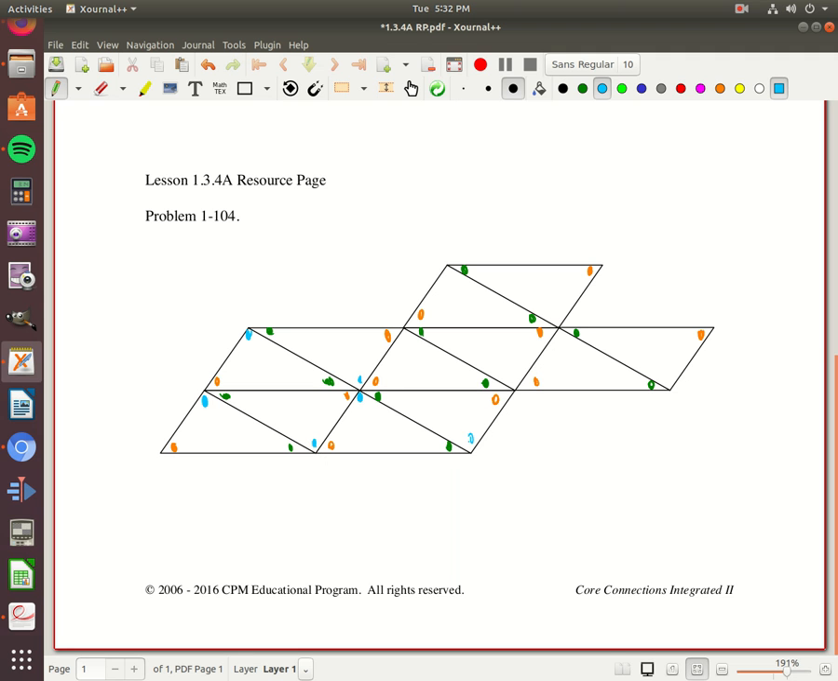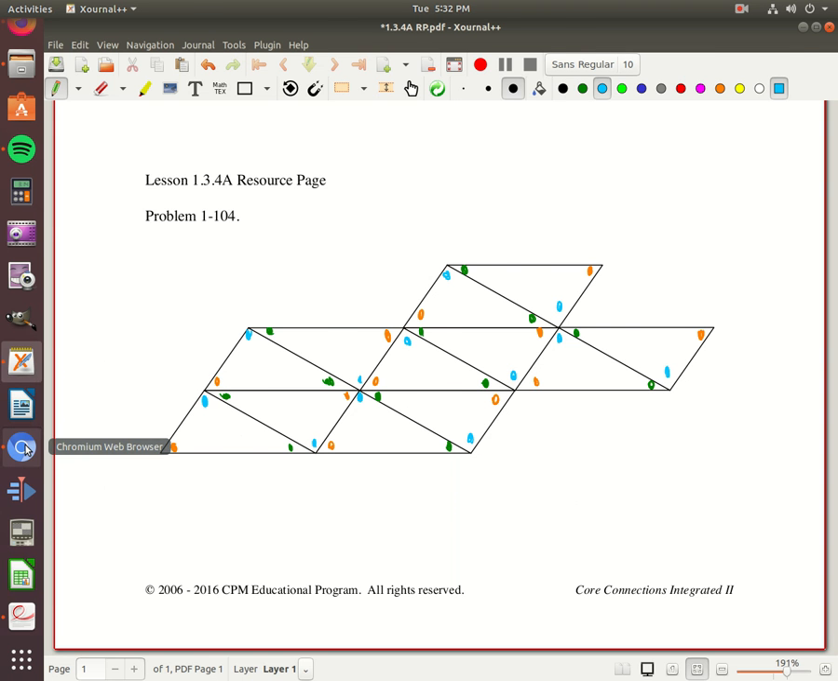A couple of relationships that hopefully will jump out to you immediately would be the idea of vertical angles being congruent, right? You see that the greens are vertical and congruent, the blues are vertical and congruent, and the oranges are vertical and congruent. So I feel pretty good about what we did here. Maybe I made a mistake, but I think it's pretty okay.